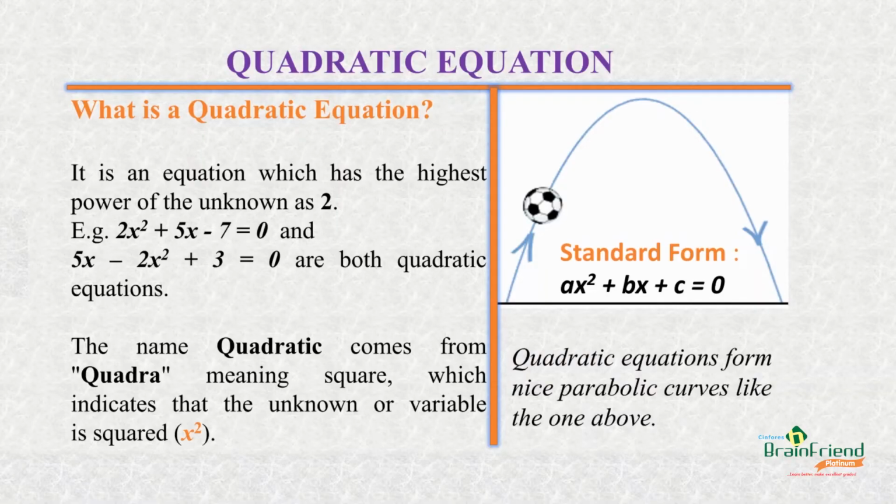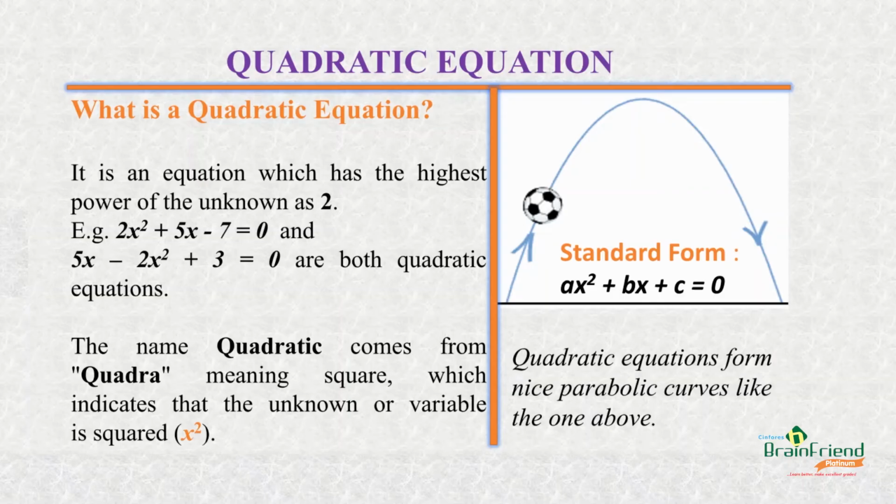Now that we know what an equation is, let's now talk about what a quadratic equation is. Remember I said earlier, a quadratic equation is simply an equation which has the highest power of the unknown or the variable to be 2. That's a simple definition. The name quadra indicates that it is raised to the power of 2, as you can see on the board. Don't bother yourself. All you need to understand is a quadratic equation is simply an equation that has the highest power of the unknown to be equal to 2.